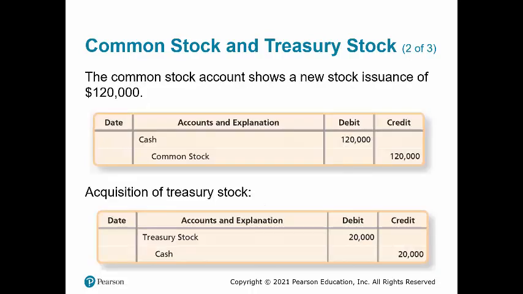As shown on this slide, we can see that the journal entry when we issued common stock would have been a debit to cash of $120,000 and a credit to common stock for $120,000. So the new stock issuance represents an inflow of cash. The acquisition of the treasury stock would have involved a debit to the treasury stock, but a credit to cash of $20,000. So that would have been a use of cash.